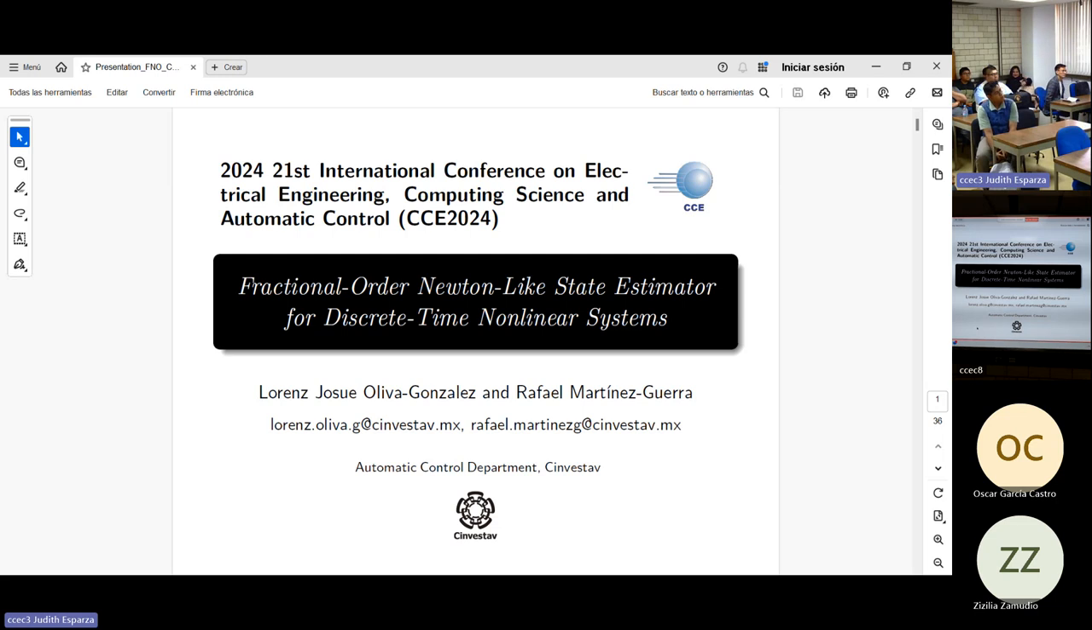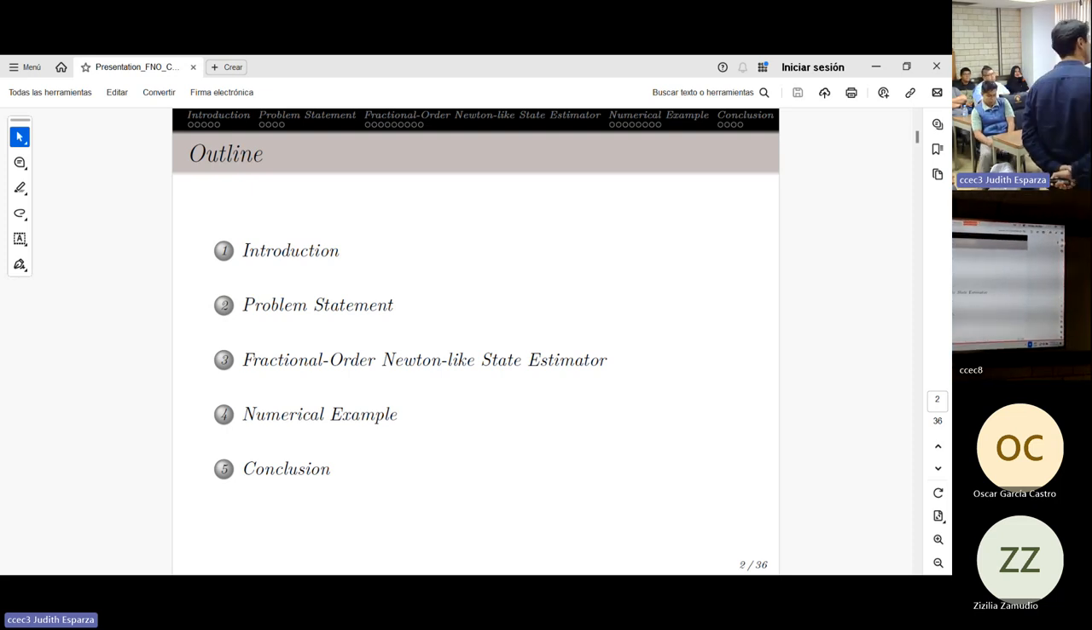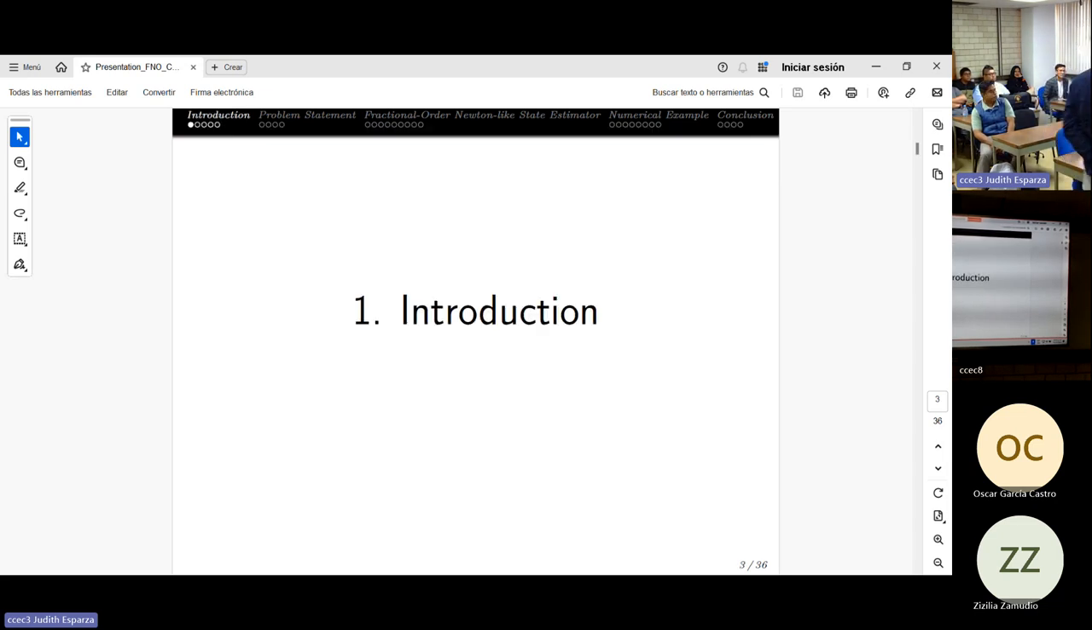The topic is a fractional-order Newton-like state estimator for discrete-time nonlinear systems, by Lorenz and Rafael. The outline of this talk is the following: an introduction, a problem statement, the proposed estimator, a numerical example, and the conclusion.